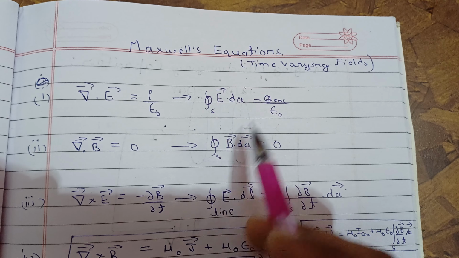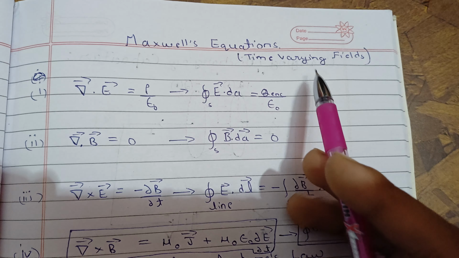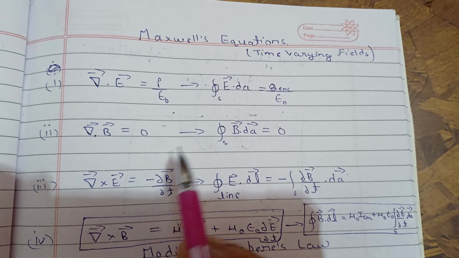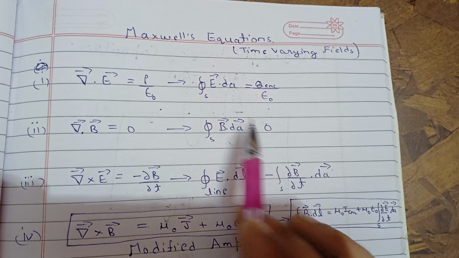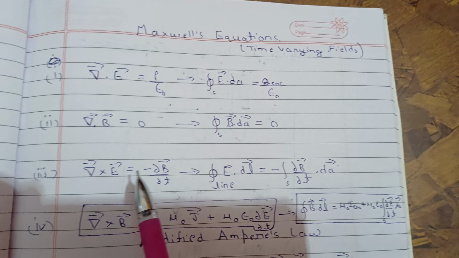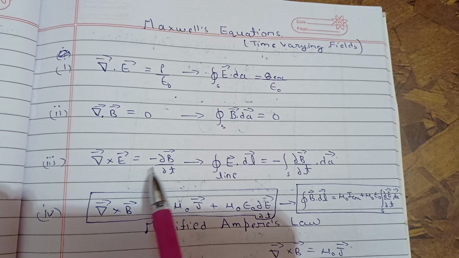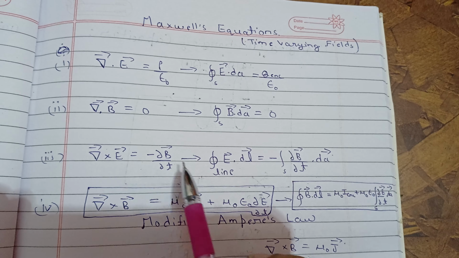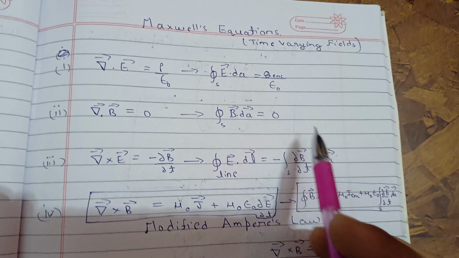Here we write these equations for time-varying fields, which means the fields are changing with time. The second equation is the divergence of B equal to 0, and in integral form B dot dA equal to 0. That is also Gauss's law for magnetostatics. The third is nothing but Faraday's law: curl of E equal to minus del B by del t, and in integral form the closed line integral of E dot dl equals minus the integral of del B by del t dot dA. So these are the three equations.